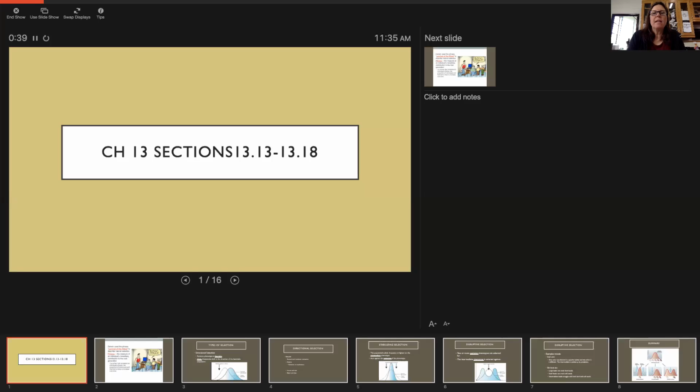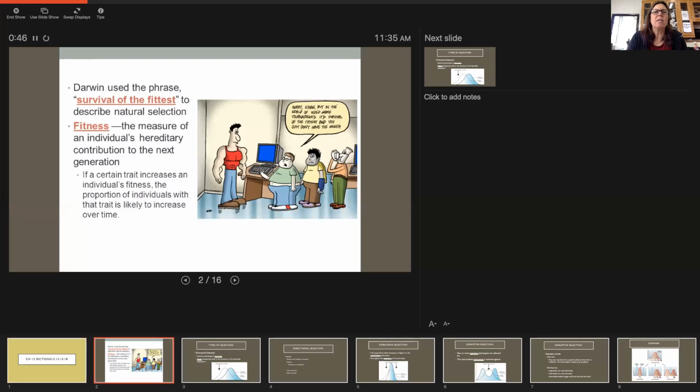All right, this is for the end of chapter 13, sections 13.13 through 13.18. It talks about the term survival of the fittest and defines what fitness is.